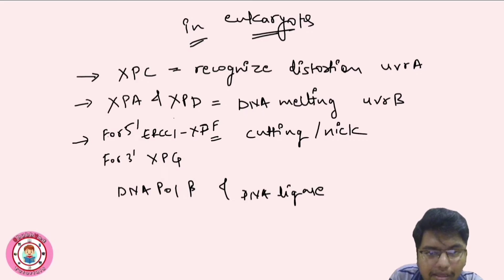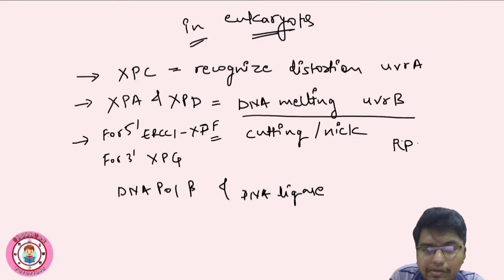One more protein after DNA melting is RPA. We have already discussed RPA. It is a single-stranded DNA binding protein, so that the melted DNA cannot bind to each other again. RPA works to prevent rebinding. So this is in eukaryotes. These are basically XP proteins.